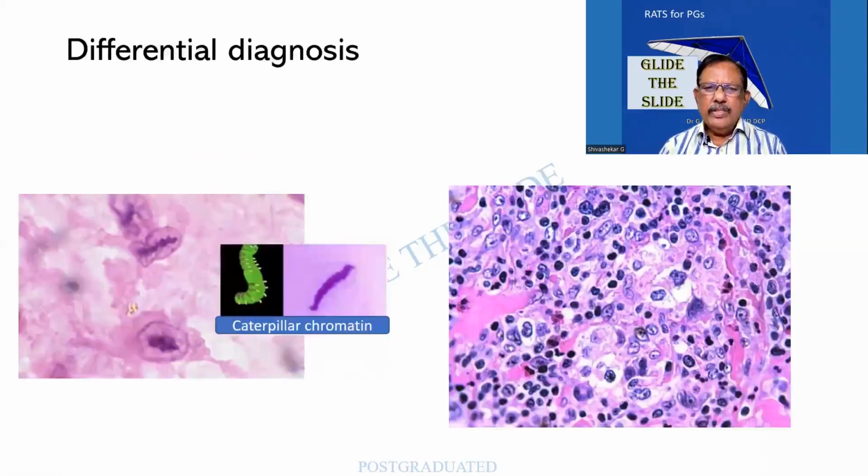So this is one of the first differential diagnoses that I'm seeing. I find that there are some cells having a caterpillar distribution of the chromatin. These are the Anitschkow cells, which I had mentioned earlier. So this is a caterpillar, and this is the pattern of the chromatin which I am seeing. Even otherwise, it is a large vesicular nucleus within which I am finding.